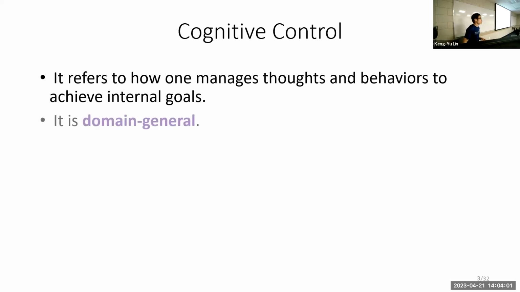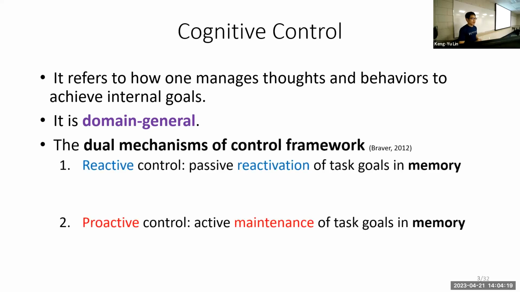And cognitive control is domain general. Just now in the example, it is not language specific. It is not related to language per se, but is more domain general. Domain general can be thought of as non-linguistic in this case. According to the dual mechanisms of control framework by Braver 2012, the model divides cognitive control into two types.